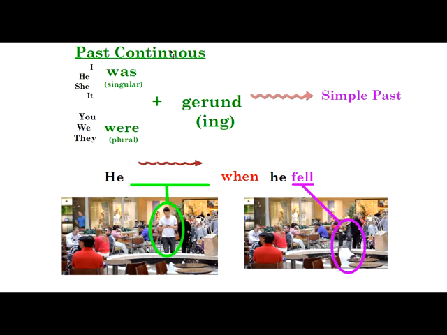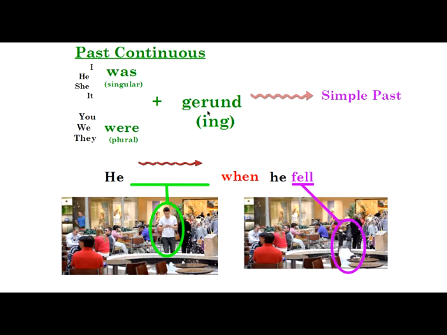It's actions that were continuous in the past. In the past continuous, I use the past tense form of be, was or were, and the gerund. That makes the past continuous. Remember, when I use was, I use my subjects I, he, she, and it. Those are my singular subjects. And I use you, we, they, and were for my plural subjects. I use were for my plural subjects. And I use the gerund. Remember, the gerund is the ing.